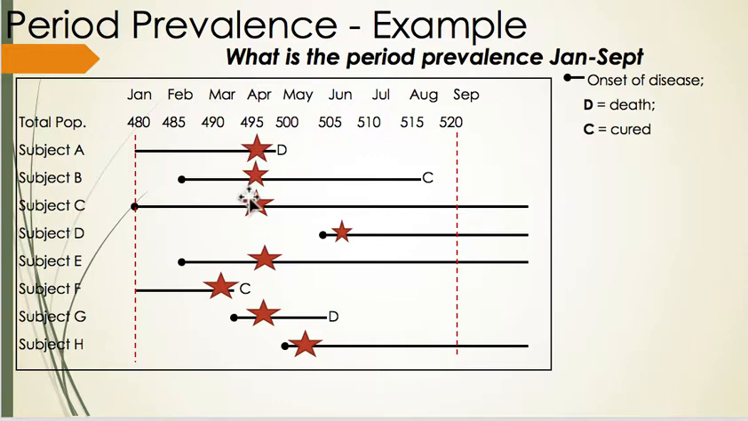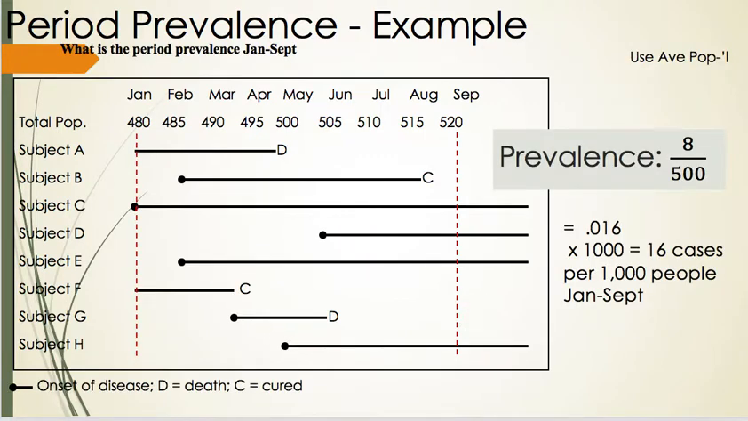1, 2, 3, 4, 5, 6, 7, 8. We had 8 cases. And therefore our period prevalence would be 8 over 500. We use the average population. Times 1,000 gave us 16 cases per 1,000 people between January and September. This is an example of period prevalence.